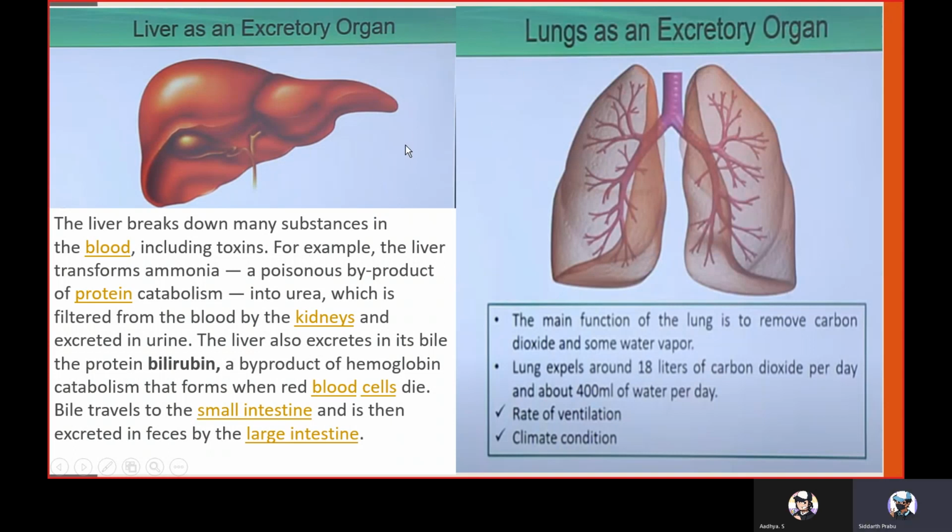Lungs as an excretory organ. The main function of the lung is to remove carbon dioxide and some water vapor. The lung expels around 18 liters of carbon dioxide per day and about 400 ml of water per day. This depends on the rate of ventilation and climate conditions.